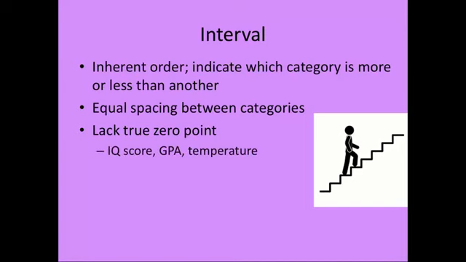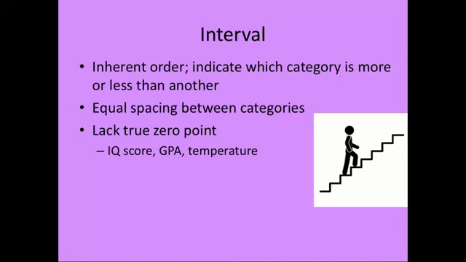Temperature is another example of an interval level measurement. While we might have 0 degrees as one point on the continuum of temperature points, it doesn't reflect an absence of temperature. And we can't accurately say that 50 degrees is twice as warm as 25 degrees, only that 50 degrees is 25 degrees hotter than 25 degrees.